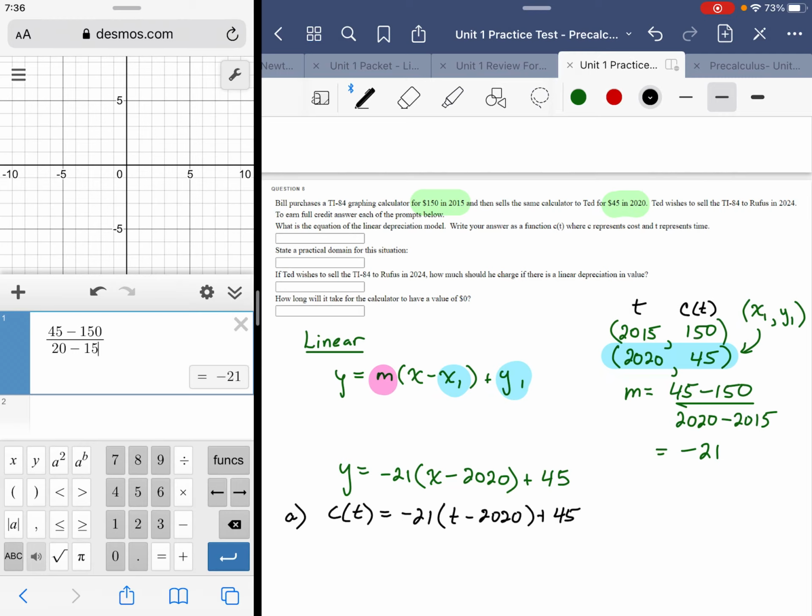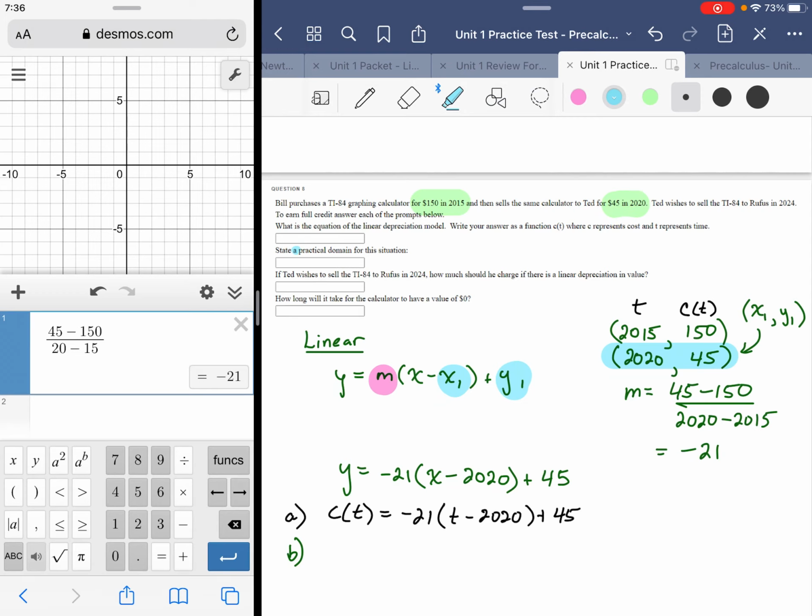Now it says state a practical domain for this function. Well, Ted purchases a TI-84 graphing calculator for $150 in 2015. It didn't say it was a brand new one. That's the thing that makes it a little trickier, but it also gives us a little wiggle room, where it says state a practical domain, not state the practical domain. So answers vary, and depending on whether or not your answer makes sense, you could get full credit and have an answer that looks completely different from mine. In fact, you would get full credit as long as your answer makes sense. And that's because, again, it says state a practical domain.